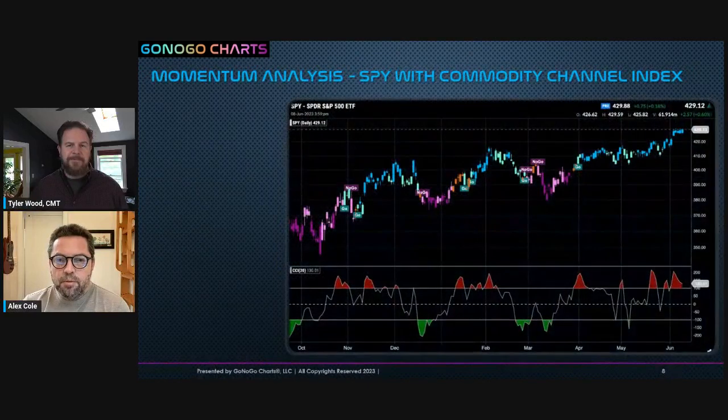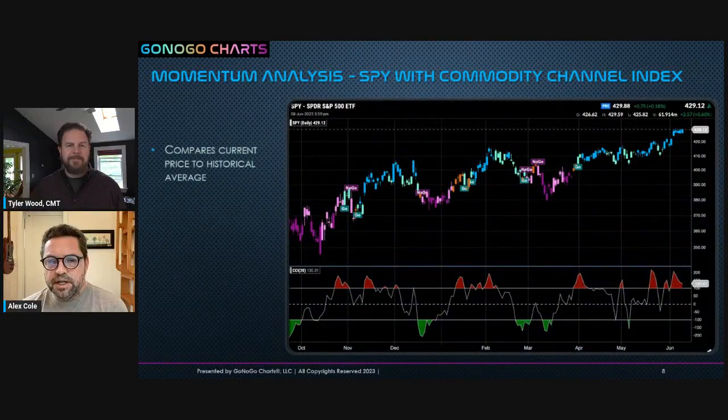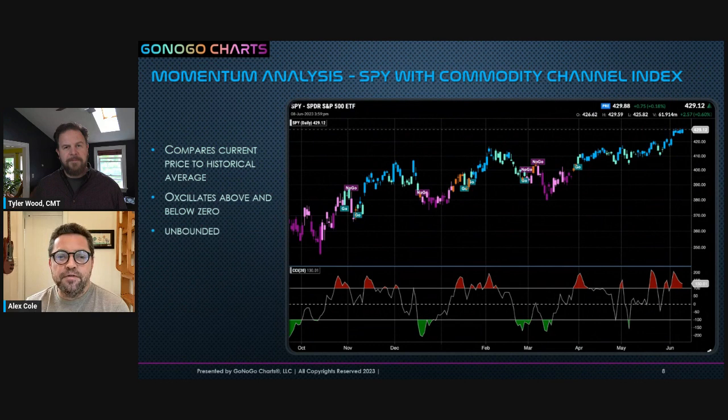Yeah, the last one we're going to look at today, the commodity channel index, takes the price and compares it to its historical average. So a lot of people will do this visually by looking at how far price has moved from a simple moving average on the chart. Well, this oscillator shows you in the lower panel exactly how extreme those moves have been.